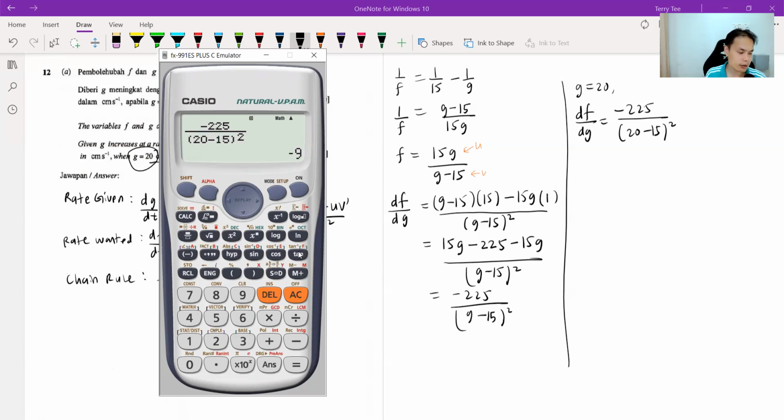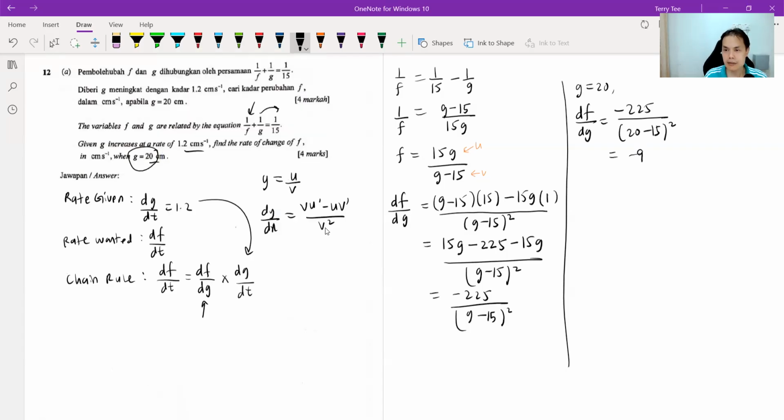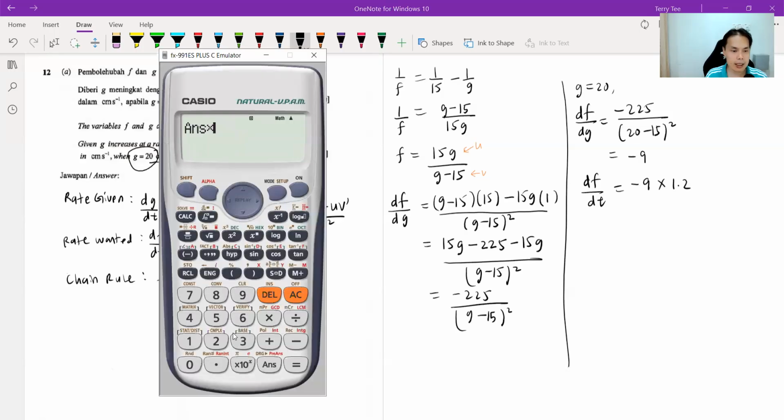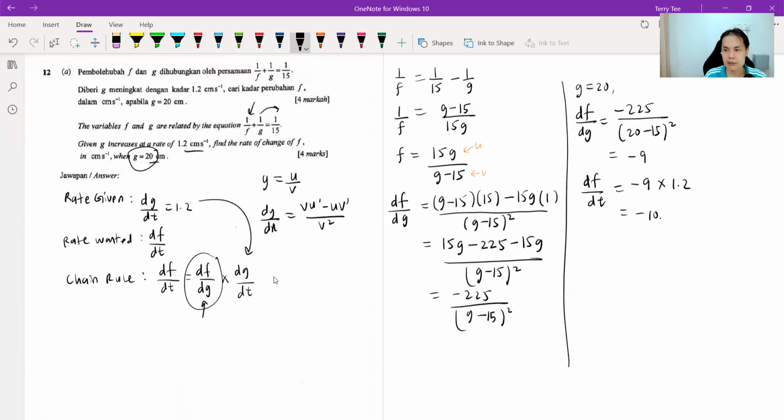Answer is negative 9. Okay, but we are not done yet. This is negative 9. We are finding df dt. So we know our df dg, which is negative 9. We know our dg dt, which is 1.2. So let's take negative 9 times 1.2. Answer is negative 10.8. There you go. That's your rate.